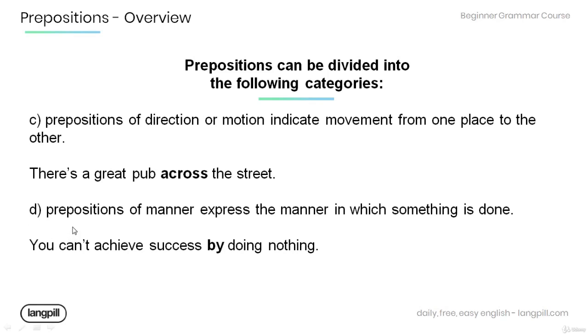D. Prepositions of manner express the manner in which something is done, as in the example below. You can't achieve success by doing nothing. The preposition by expresses the manner in which success is achieved, and it's not by doing nothing.